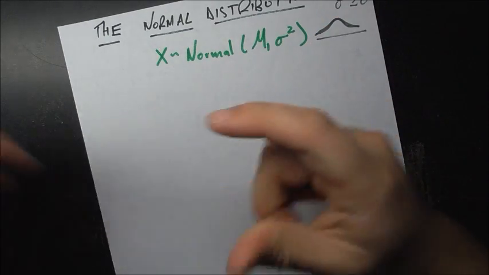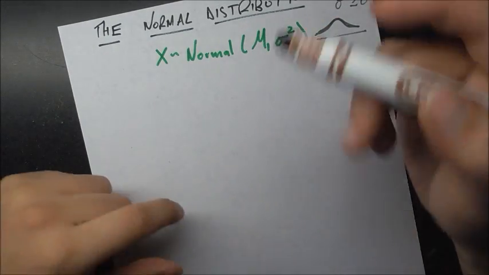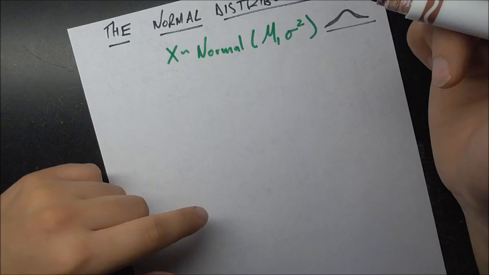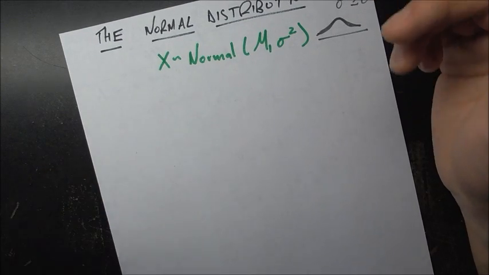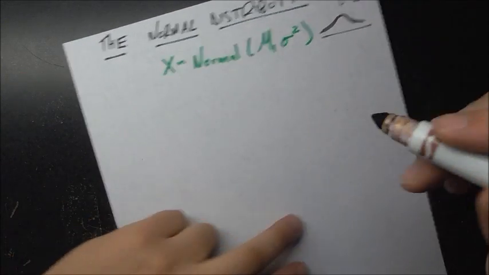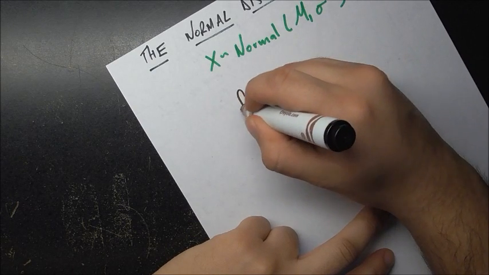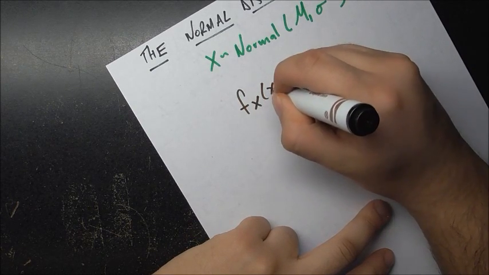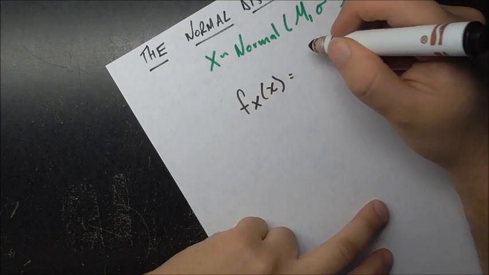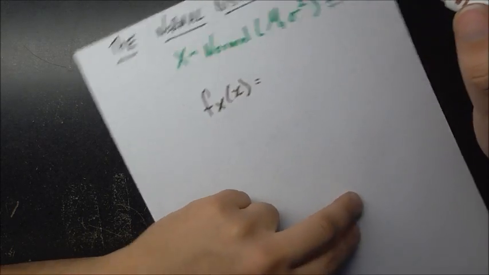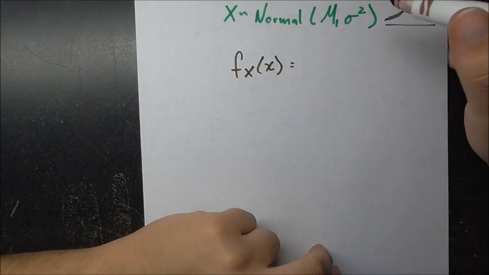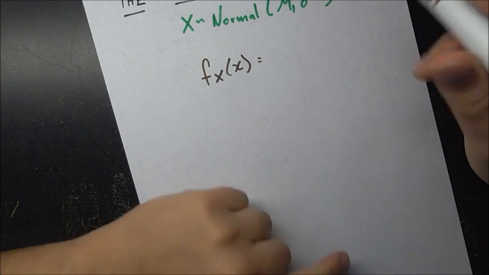So we say that it has the following PDF, and this is probably the most complicated PDF that we've seen so far, but it'll quickly become very familiar because this is used so often. So we write our familiar PDF form, f big X of little x is equal to, and the thing about this PDF is that it has no other conditions. Usually we have a case where it's 0 otherwise. Here, it's just one thing and it applies to the whole real line.